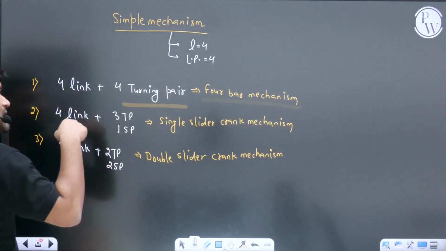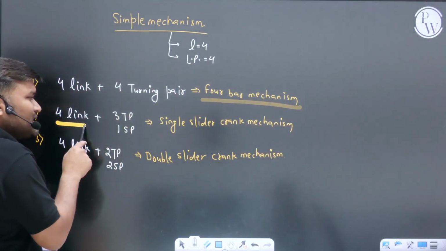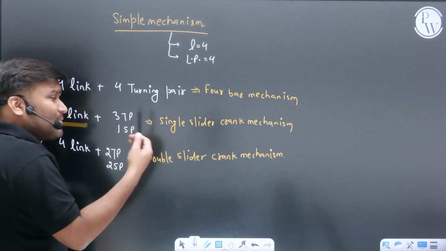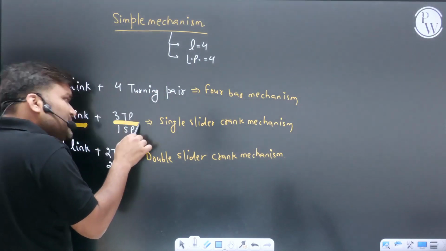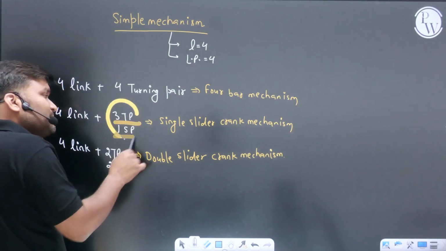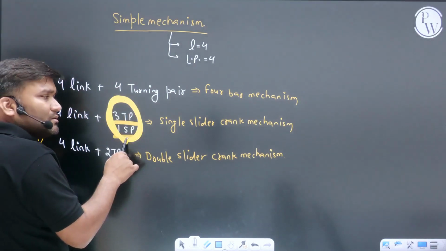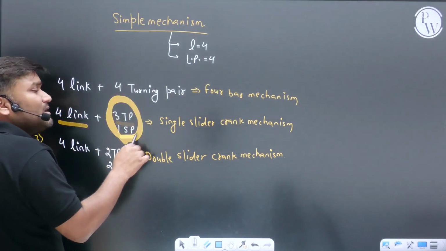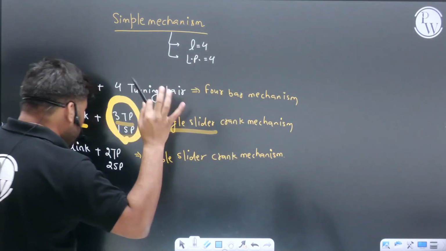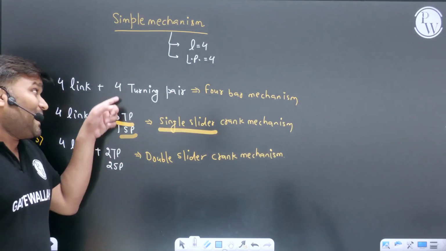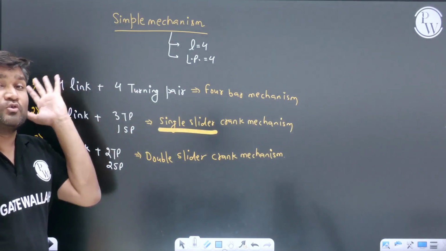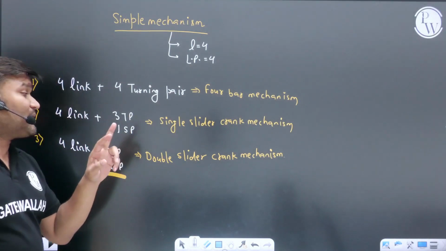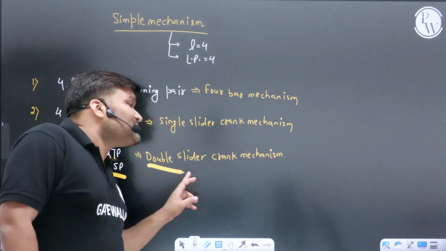On the other hand, somebody says, sir, I will have 4 links, but this time I am going to replace 1 turning pair with a sliding pair. That is, 3 turning pairs and 1 sliding pair, all lower pairs. 4 links, 3 turning pairs, 1 sliding pair is called a single slider crank mechanism. And if somebody says, no sir, I am going to replace one more turning pair with a sliding pair, then you have two turning pairs and two sliding pairs. This is known as a double slider crank mechanism.